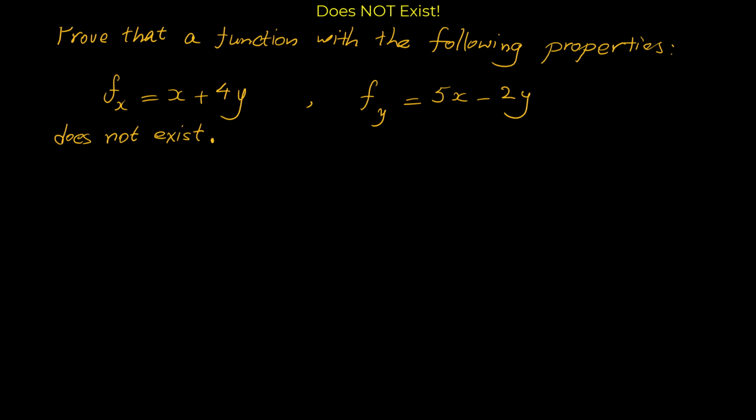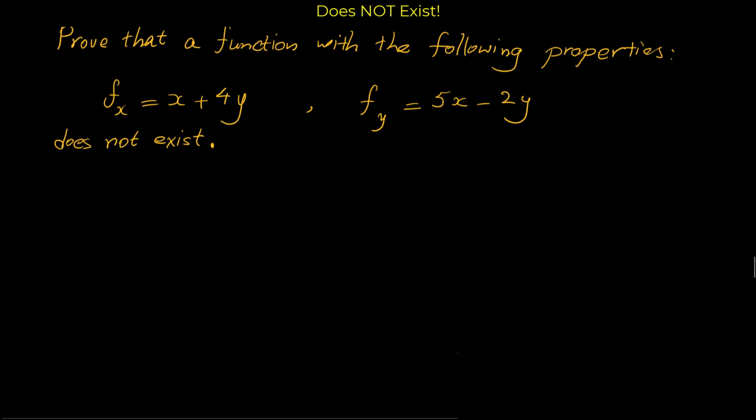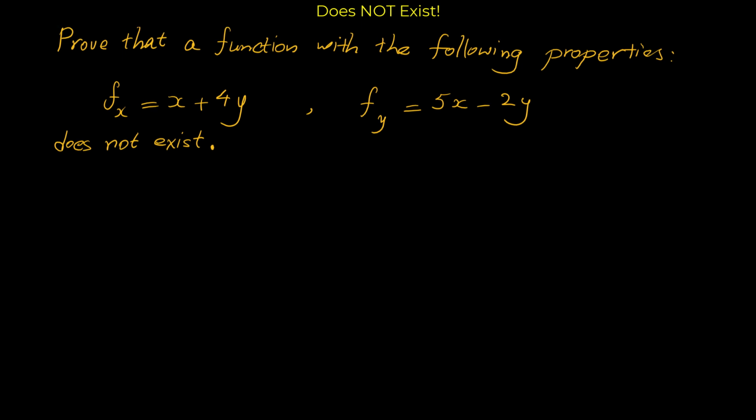Prove that a function with the following properties does not exist. We want to show that a function whose partial derivative with respect to x equals x plus 4y, and whose partial derivative with respect to y equals 5x minus 2y, does not exist. So we don't have any function whose partial derivative with respect to x would be this, and whose partial derivative with respect to y would be that.